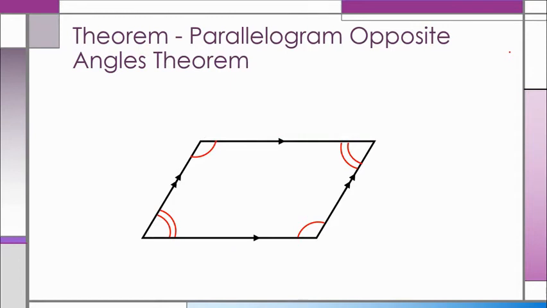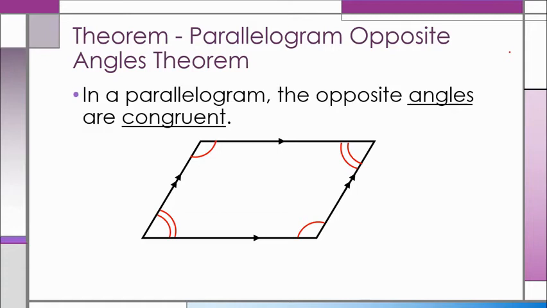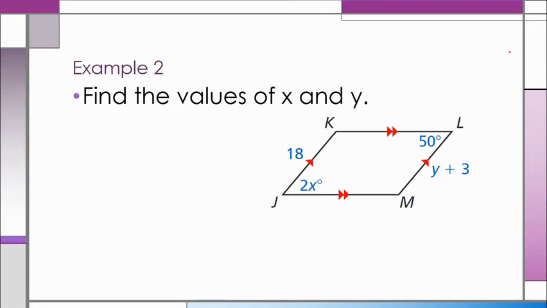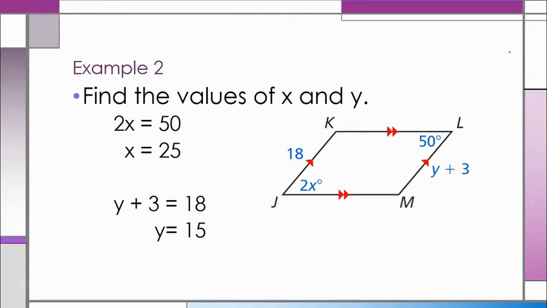Then the parallelogram opposite angles theorem says that your opposite angles are congruent, or the same. So we can use this to solve for 2x. Because these angles are opposite, then we know they equal each other. So 2x is equal to 50. So my x value is equal to, that is correct, 25. Again, in this problem, we're still using the opposite sides are congruent. So y plus 3 equals 18. So my y value is, that's right, it's 15.